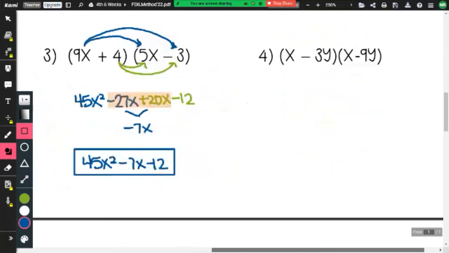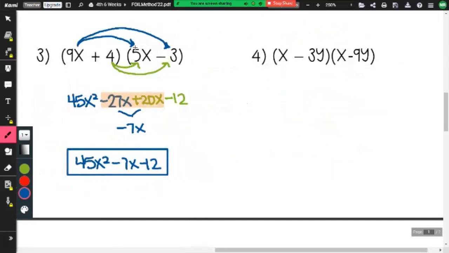Last example, we're actually going to use FOIL, writing FOIL down the side. And most people will guess the reason we're doing that is because we do have two variables compared to just one variable like in the other examples. So first, x times x. X times x gives us x squared. Outside, we have x on the outside, negative 9y on the outside.